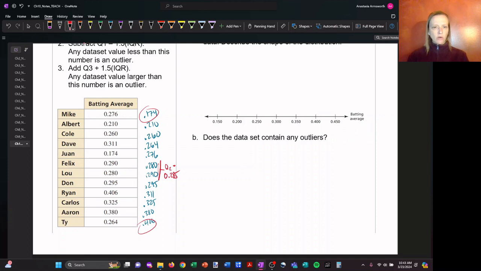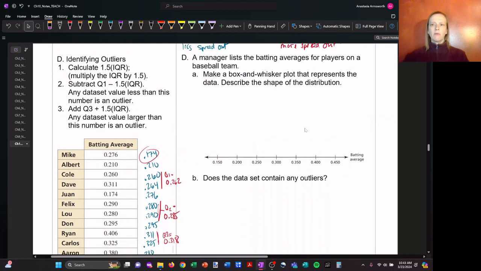And then I need to find quartile 1, which is going to be the average of these values. Quartile 1 is going to be 0.262. And then my average between these values, 0.311 and 0.325, is going to be 0.318. My quartile 3 is going to be 0.318.